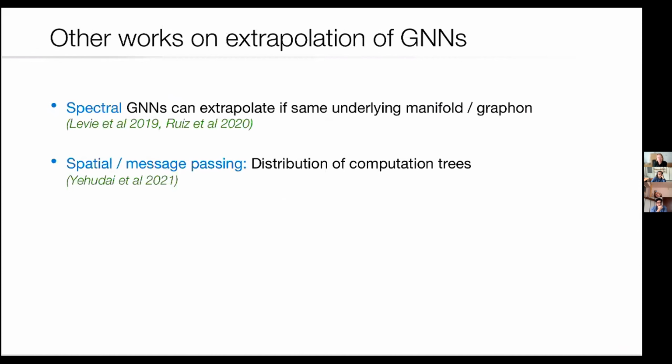There has been other work on extrapolation in graph neural networks. Essentially, what all of these works say is either you need enough similarity between your training and test distributions, so that they are essentially of the same structure. That's the first type of work, and then you can extrapolate. Or you have strong conditions on the architecture under which you can extrapolate. That's the second type of work, and also the work that I showed you.